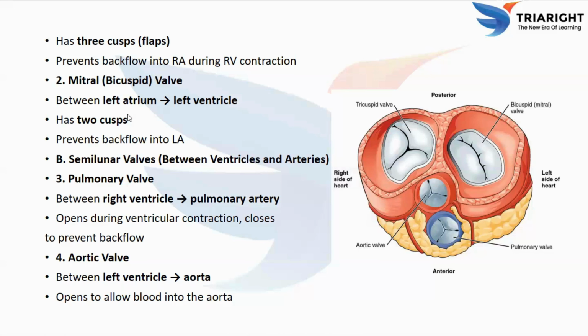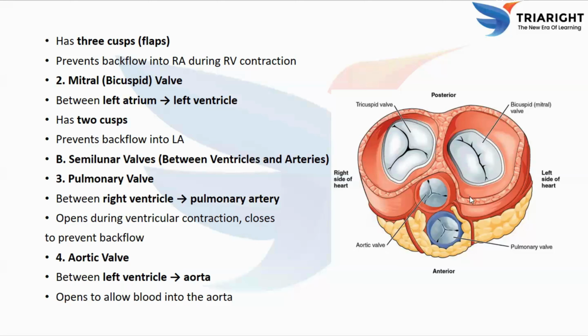So now next, coming to semilunar valves. What are semilunar valves? These valves are between the ventricles and arteries, whereas atrioventricular valves are between atria and ventricles. They look like half-moon shaped flaps, like a semilunar, like a half moon, which you see. So what are the semilunar valves? Pulmonary valve and aortic valve.